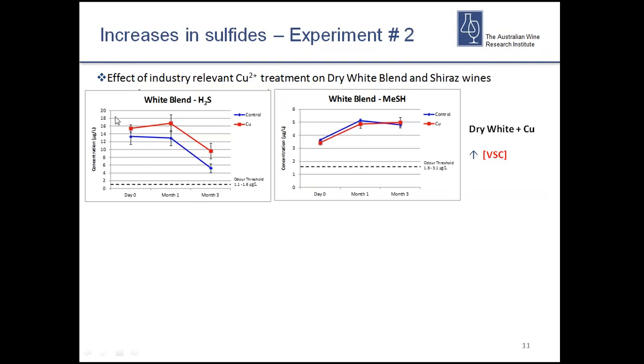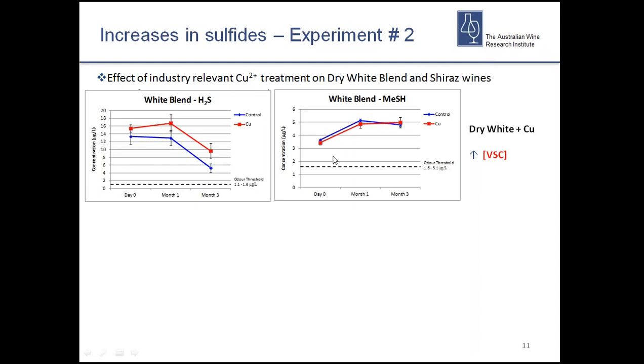So if we look at our white blends, where we look at our hydrogen sulfide evolution and our methanethiol evolution, we can once again see our control samples in blue and our copper-treated samples shown in red. And here we can see that from the start we saw much higher concentration of hydrogen sulfide present in the samples treated with copper than in the samples without. So even though it is decreasing together, by adding copper to the wines, we have increased the amount of hydrogen sulfide present in those samples.